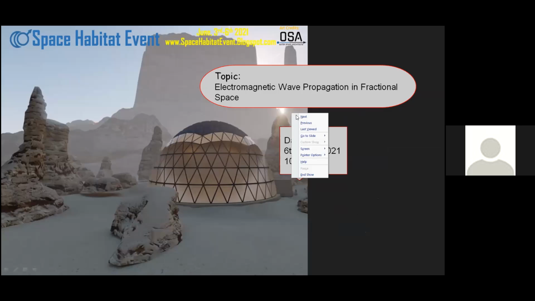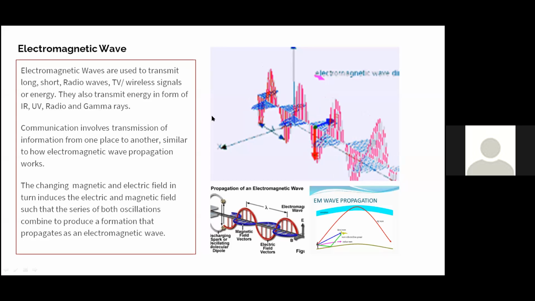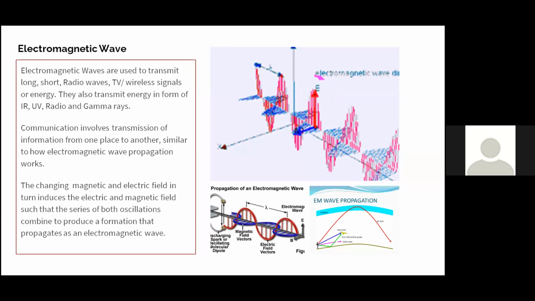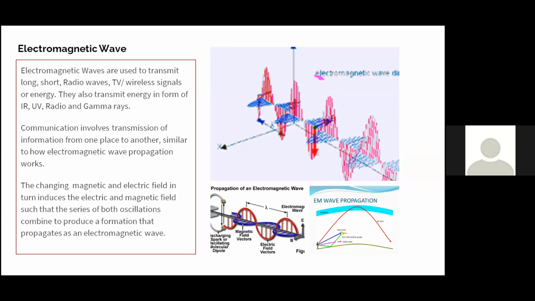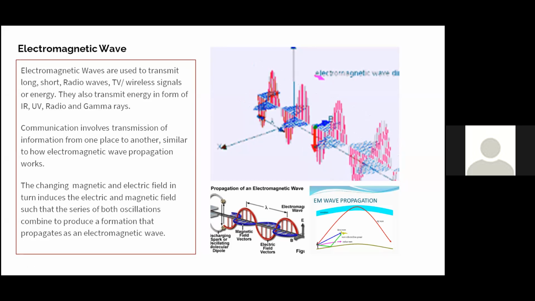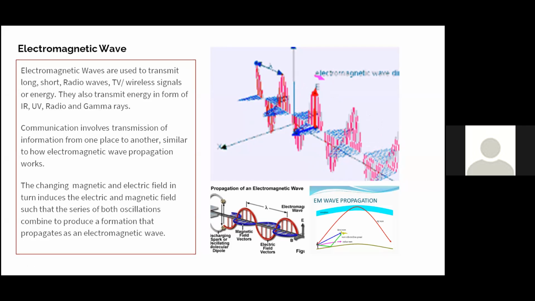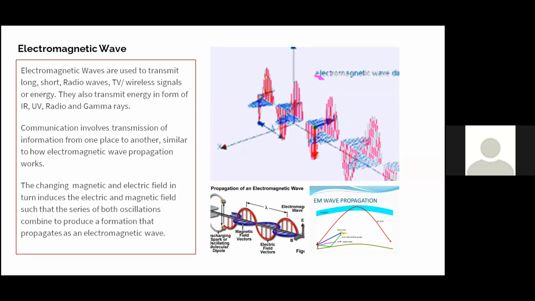Now, when we are looking at the topic, electromagnetic propagation within fractional space, firstly, we are supposed to study what is an electromagnetic wave. Electromagnetic waves are used to transmit long and short radio waves, wireless signals, or energy. They also transmit energy in the form of infrared, ultraviolet, radio, and gamma rays.